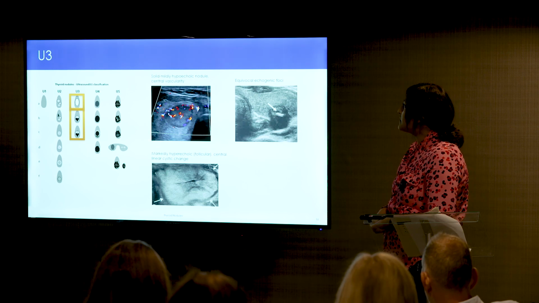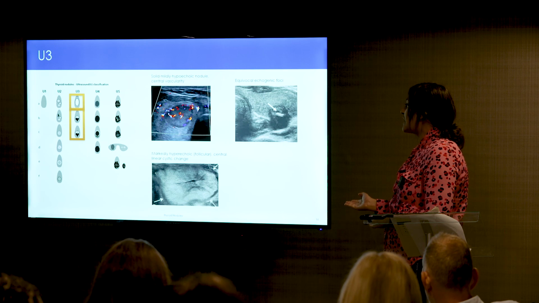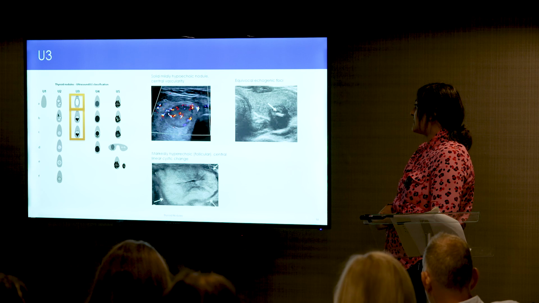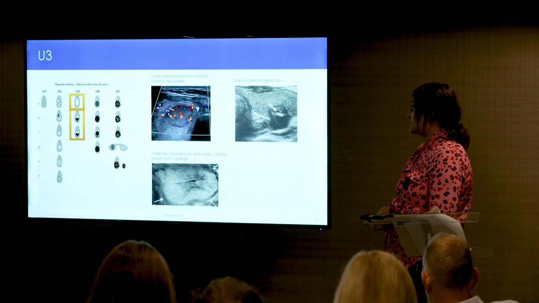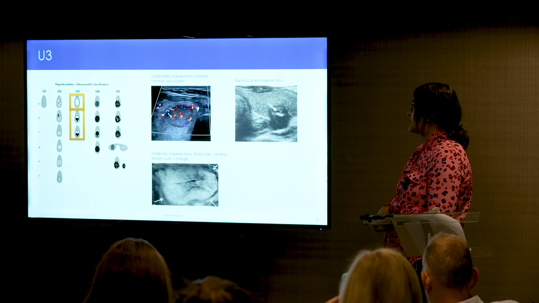So now on to U3, which is generally still considered a low risk, but generally an indeterminate nodule, due to the fact that you can occasionally get follicular lesions, and you can get malignancy within these follicular lesions.